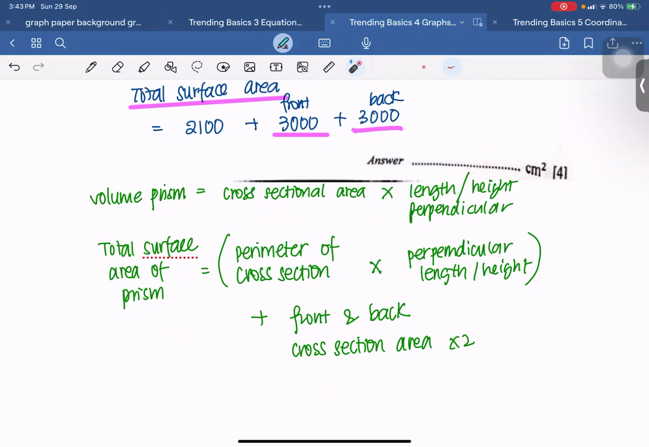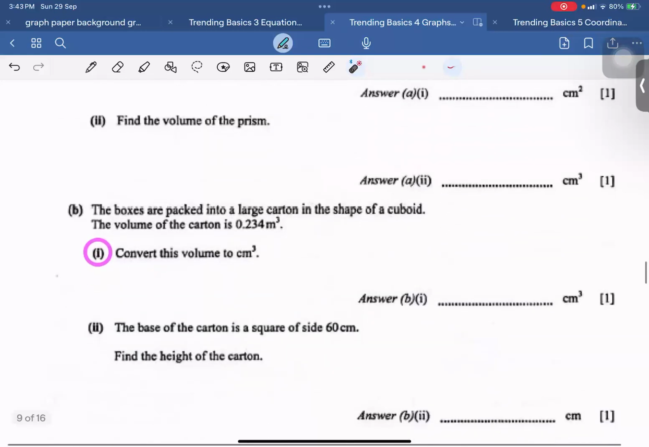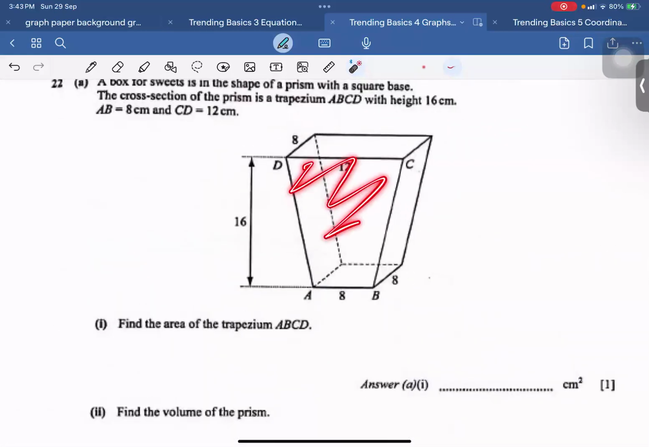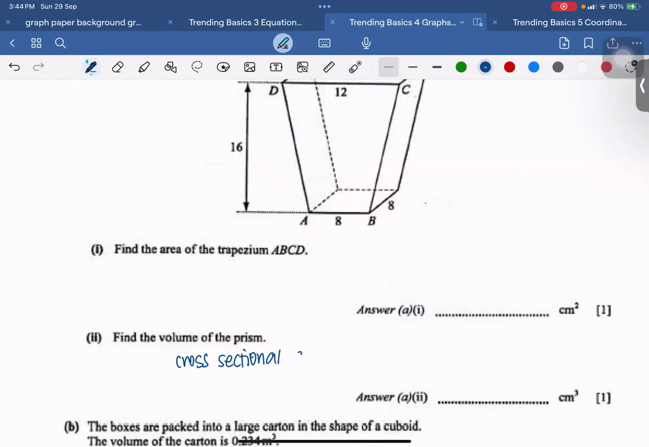Okay, next question. This one, the area of the trapezium. So you already have the trapezium, and you find the volume of the prism. Volume is given by the cross-sectional area times the length, the perpendicular length or height.